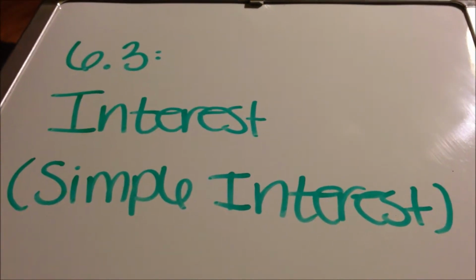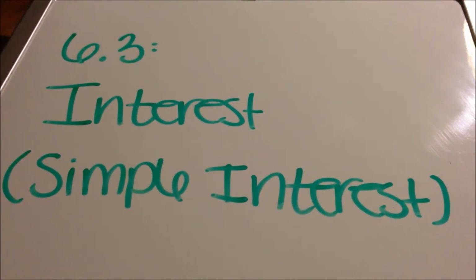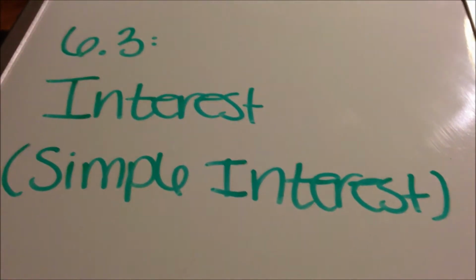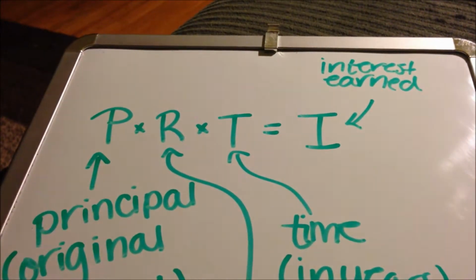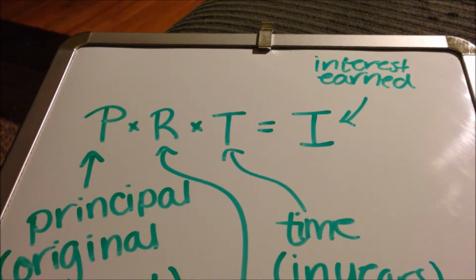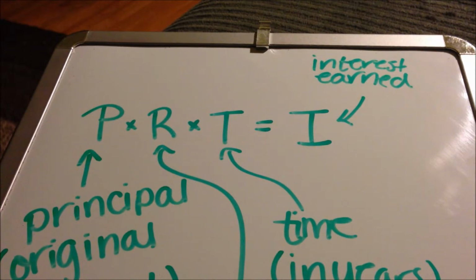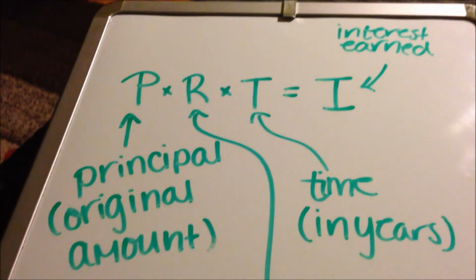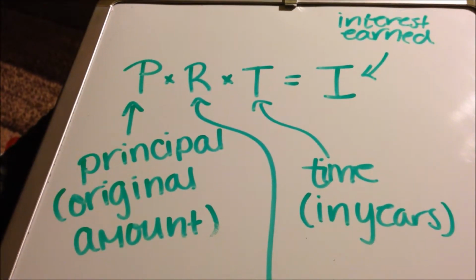6.3, Interest. In this particular course, we're going to talk only about simple interest. What you see here is the simple interest formula. We have P times R times T equals I, or PRT equals I. P stands for the principal, which is the original amount.